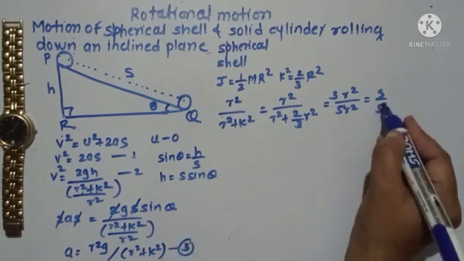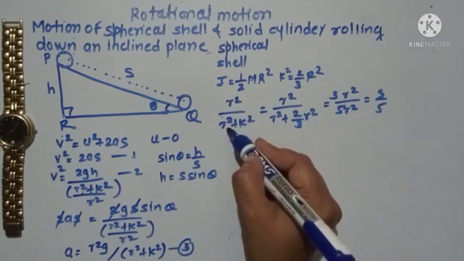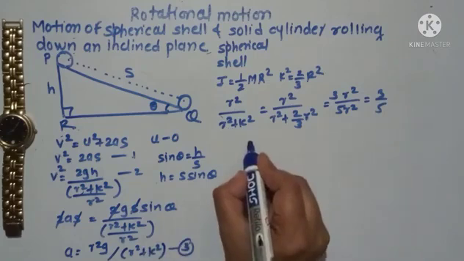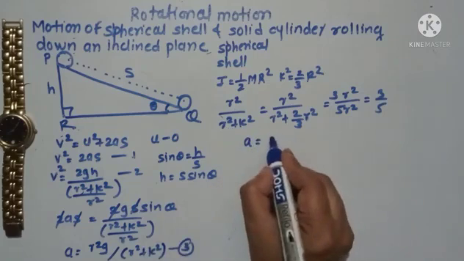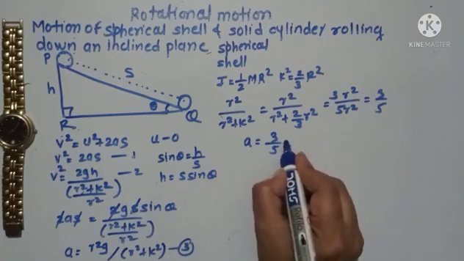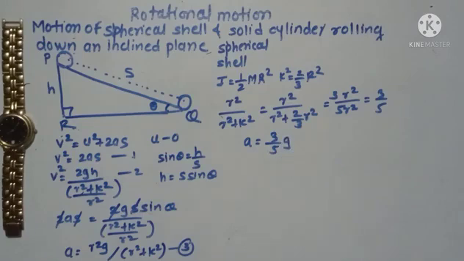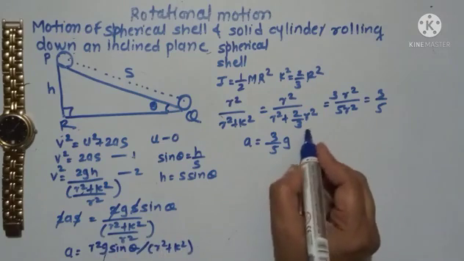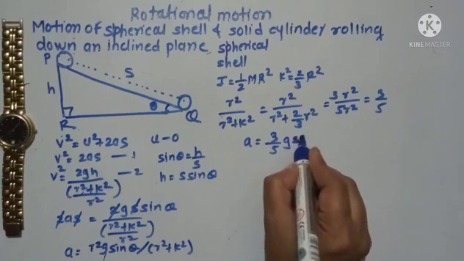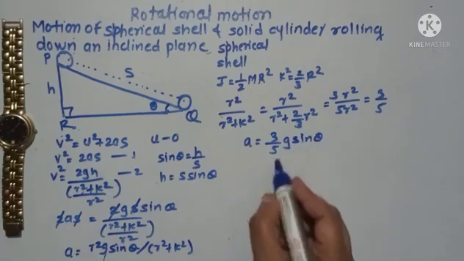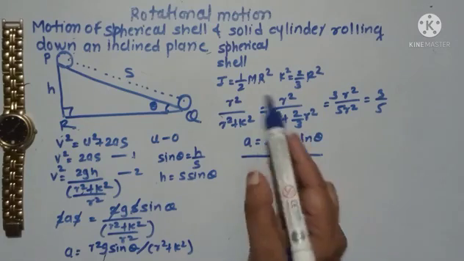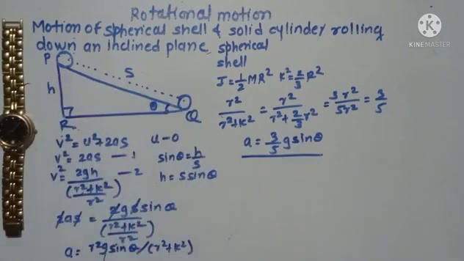Now let us put this value of r square upon r square plus k square as 3 by 5. Therefore we are going to get a is equal to 3 by 5 into g. I have forgotten sine theta over here, so we have to add g sine theta. So this is the acceleration of a spherical shell rolling down an inclined plane.